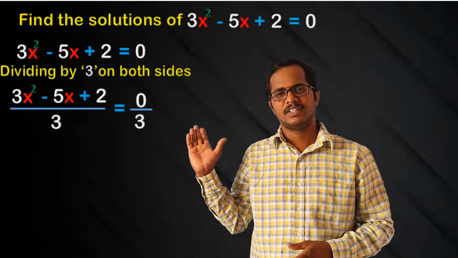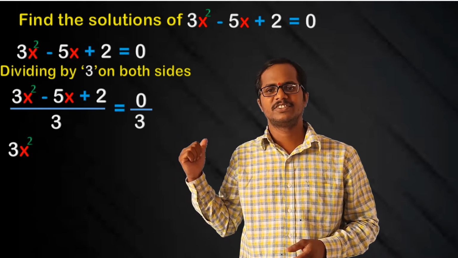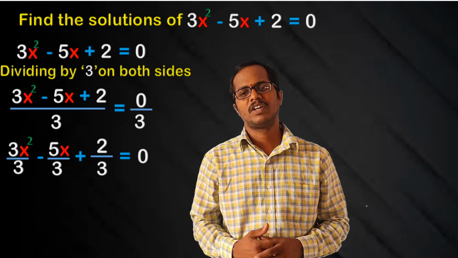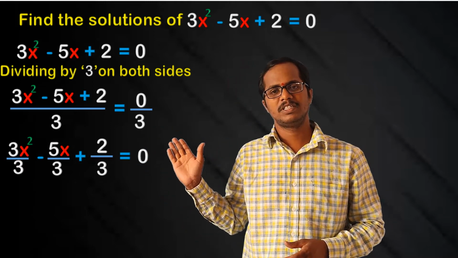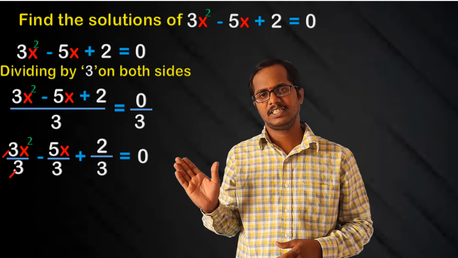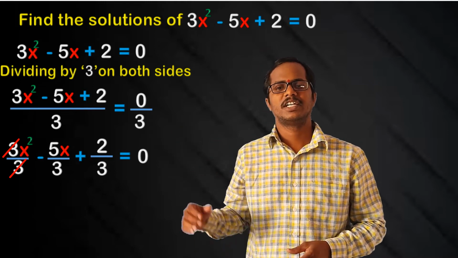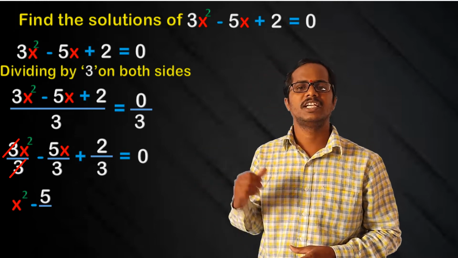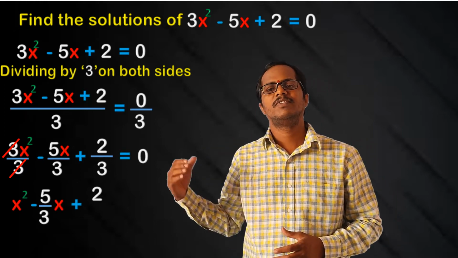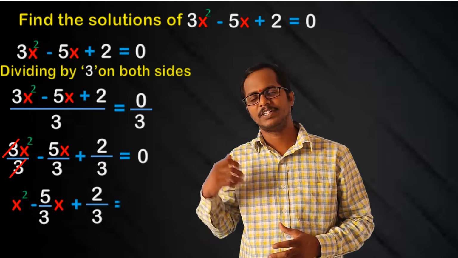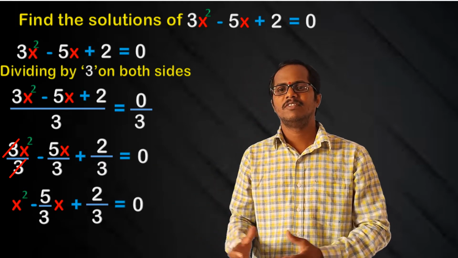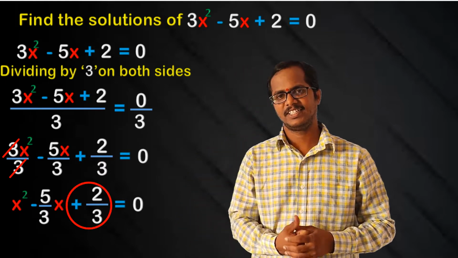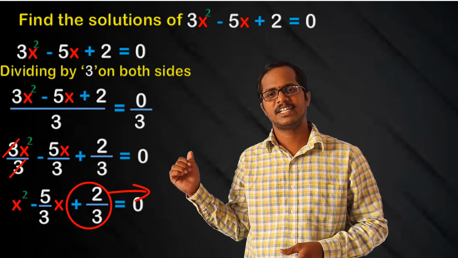Now on the left hand side, we can write 3x square by 3 minus 5x by 3 plus 2 by 3 equals 0. Now here in 3x square by 3, we can cancel 3 so we get x square minus 5 by 3 x plus 2 by 3 equals 0. Now we get the x square coefficient as 1. Next what do we have to do? We have to isolate the constant term, that is 2 by 3. So here on the left hand side we have plus 2 by 3.